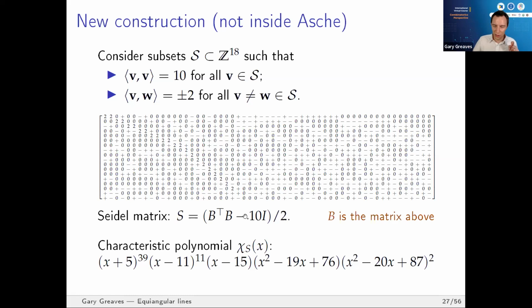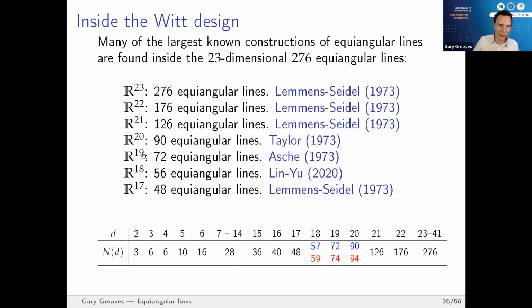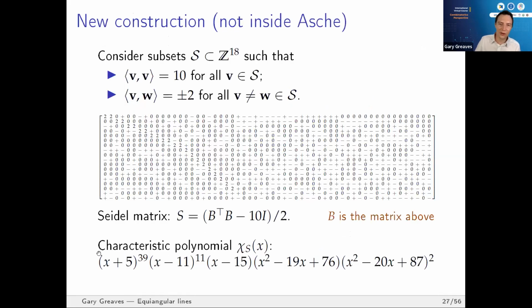Now, we know that this configuration doesn't live inside these 72, but we don't know how to show that an equivalent set of lines doesn't live in the Witt design itself. So it could be the case that you can still get 57 lines inside the Witt design. We just don't know at the moment. So it's an open problem whether you can get 57 or more lines from the Witt design. This is not fully understood, and it'll be quite interesting if you can show that the Witt design, for some reason, is not the best thing to look for in dimension 18.